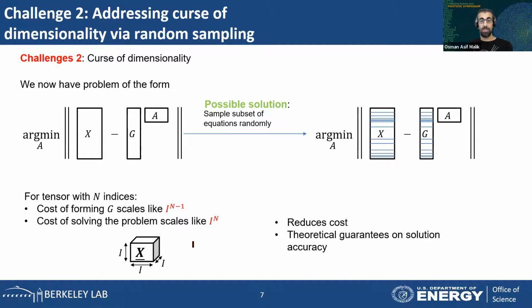And the way we do this is by using randomization. In particular, we use random sampling of the rows of this least squares problem. So what we do here is we sample some of the equations, meaning some of the rows of X, some of the rows of G, and then we solve the smaller least squares problem that we get. And by doing this, we both reduce the cost of both forming G and solving the least squares problem itself, but we can also get certain theoretical guarantees on these least square solves.